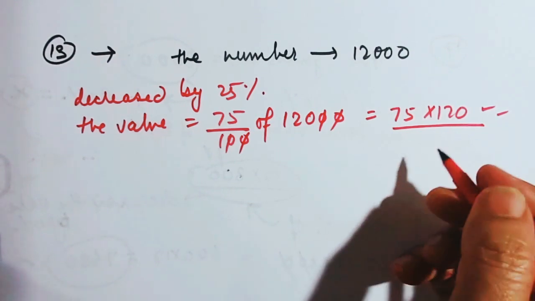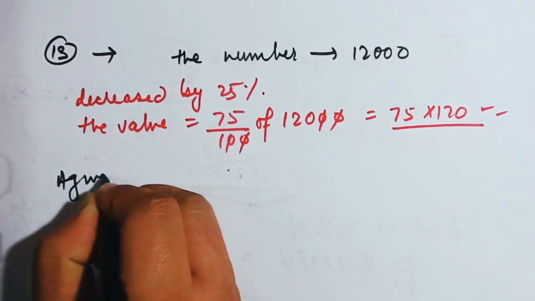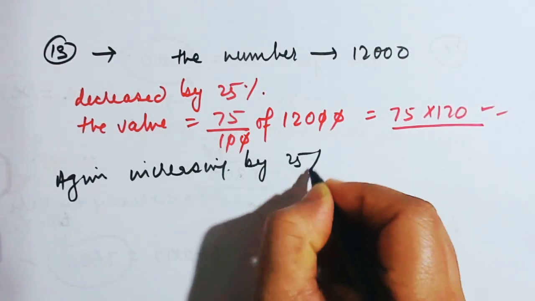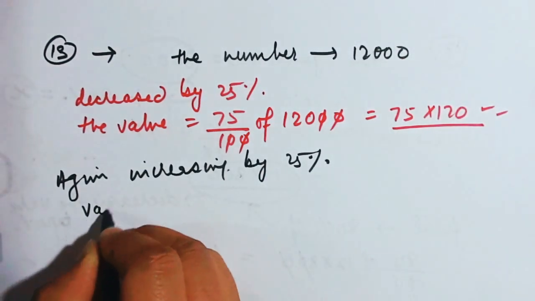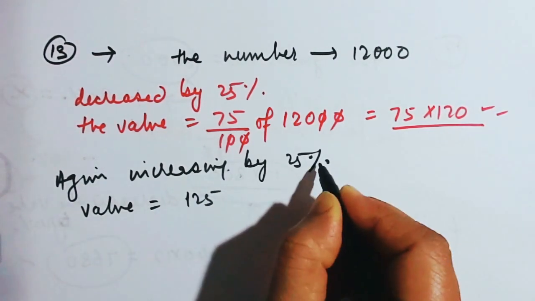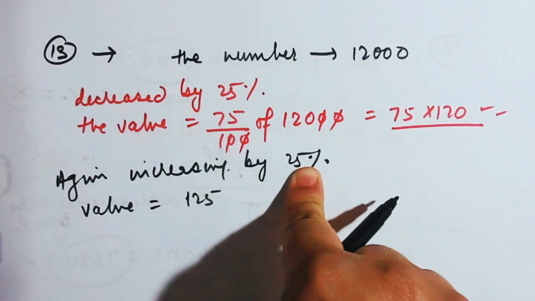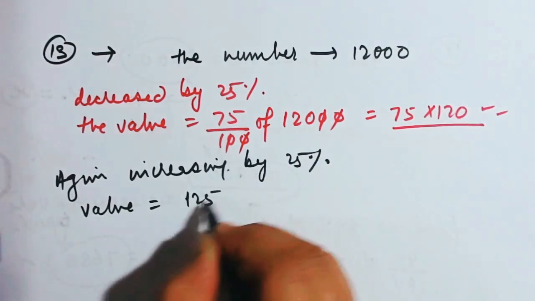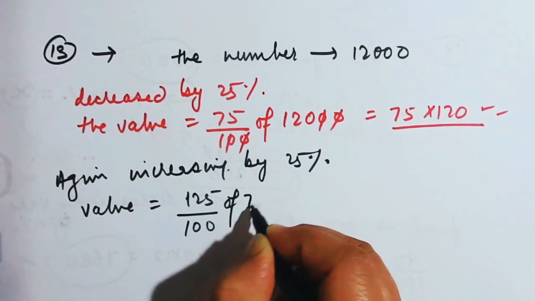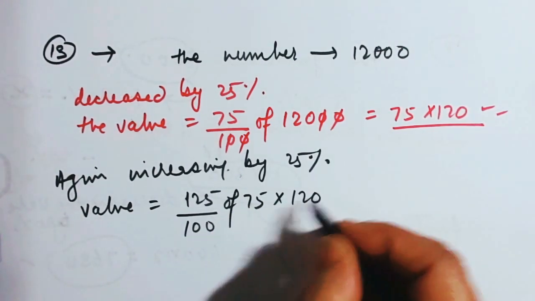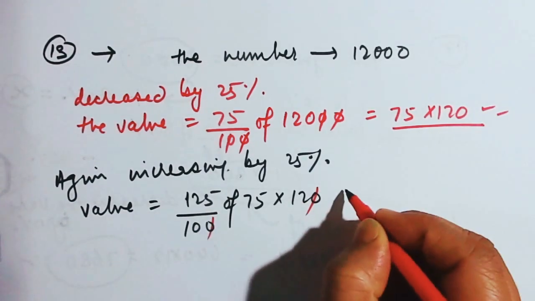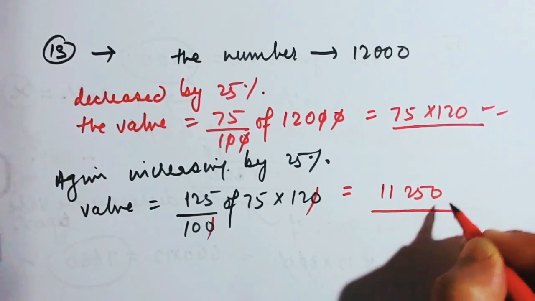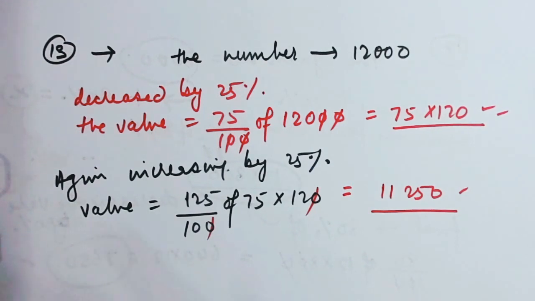And then again we are increasing by 25%. Increasing by 25% means the value will be 125%. When you are increasing something by 25%, it is already 100, so the value will be 125% of 75 into 120. So please cancel it. After cancellation, you will be getting a value of 11,250. I hope this was quite clear.